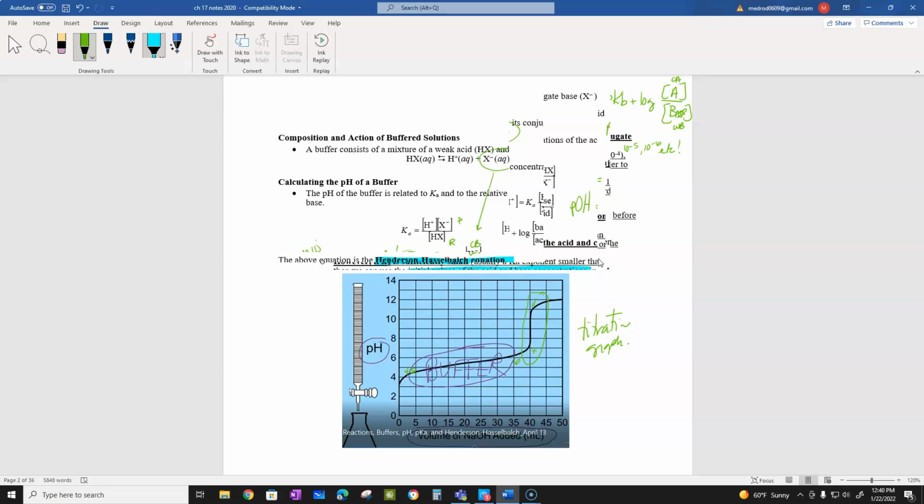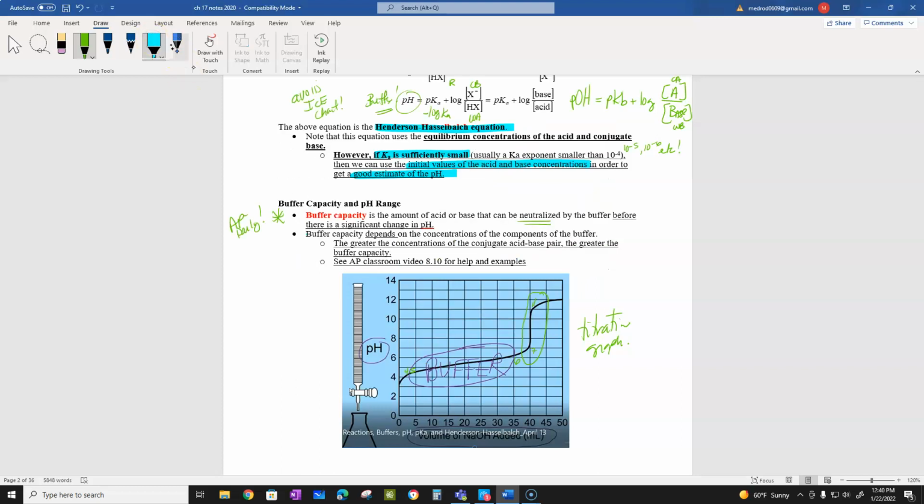So buffer capacity depends on the concentration of the components in that buffer. The greater the concentrations of that conjugate acid-base pair, the greater the buffer capacity. And AP Classroom Video 8.10 is going to help you with those examples.